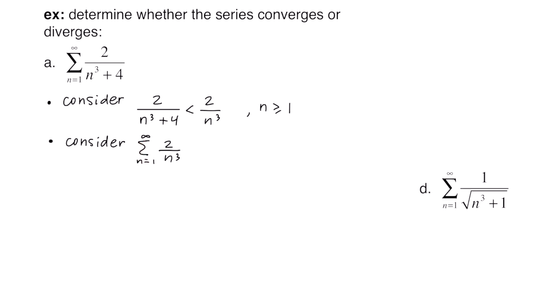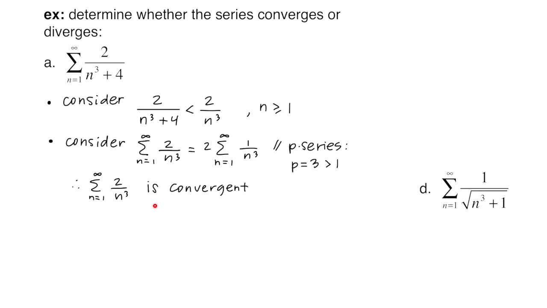Now we're going to consider this series, and I wrote it out here. We use sigma n equals 1 to infinity of 2 over n cubed. I pulled the 2 to the front of sigma, and now we just have 1 over n cubed. So this is now of p-series form, and p is equal to 3, and 3 is greater than 1, so by p-series, this series is convergent. And I just wrote that out, therefore the series is convergent.